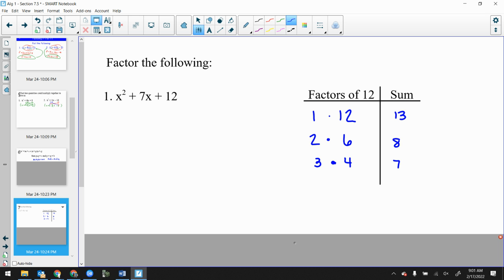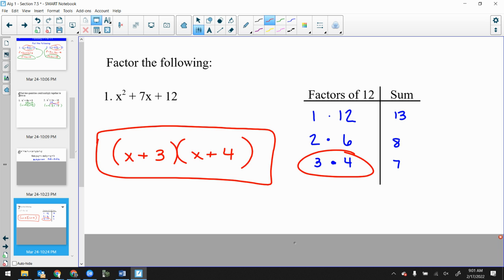So which set of factors adds together to get to my middle term? 3 times 4. So these are my winners here. So what do I do with them? Well, they go straight into our binomials. You create two binomials with an x and an x, and then you fill in the factors. Positive 3, positive 4. And that's my answer. You have to multiply to get to your last number and add to get to your middle number. And once you find those factors, you put them into your two binomials. This is example 1.